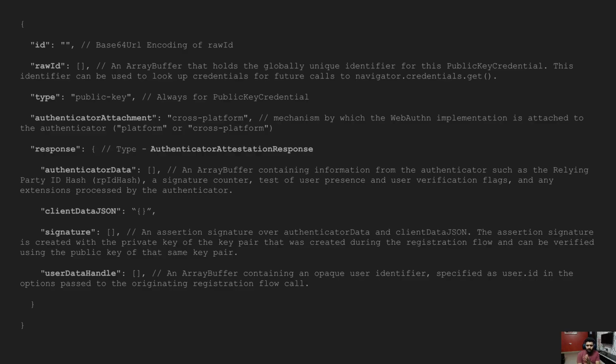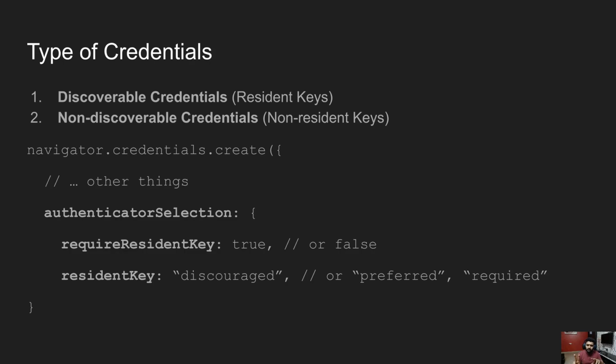Then client data JSON. So this is what the browser sent to the authenticator. And then there will be the signature of the challenge, and then some user information, for example, user name, their display name, and these things. So basically, there are two types of credentials: discoverable and non-discoverable. Discoverable credentials are called resident keys as well. Non-discoverable are called non-resident keys.